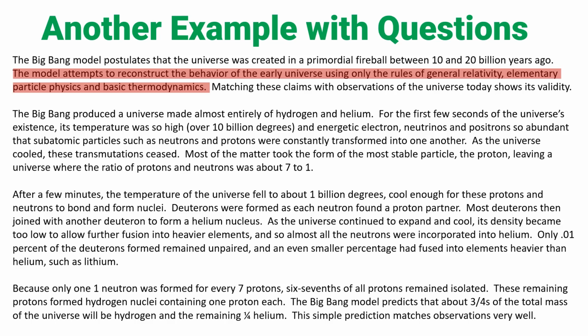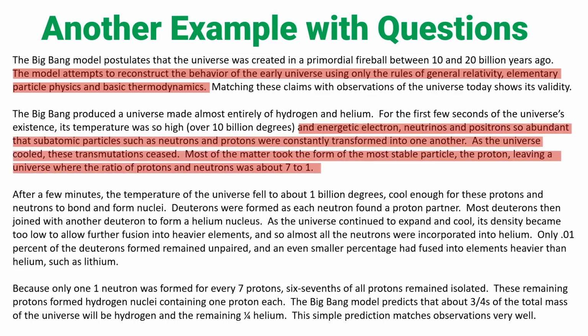The Big Bang produced a universe made almost entirely of hydrogen and helium. Wow, surprisingly, I understood that full sentence. For the first few seconds of the universe's existence, its temperature was so high, well, 10 billion degrees, of energetic electron, neutrinos and positron. I don't understand any of that. So they lost me after 10 billion degrees, and that's okay. I am not reading the rest of that paragraph. I'm just going to skim over it, blah, blah, blah.